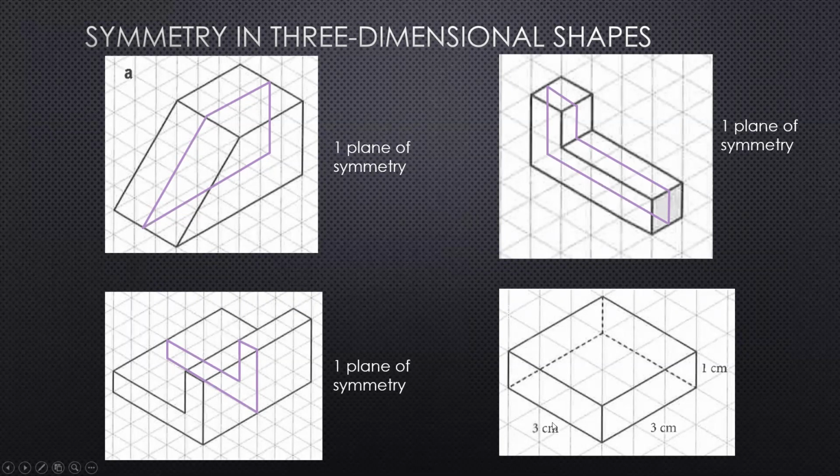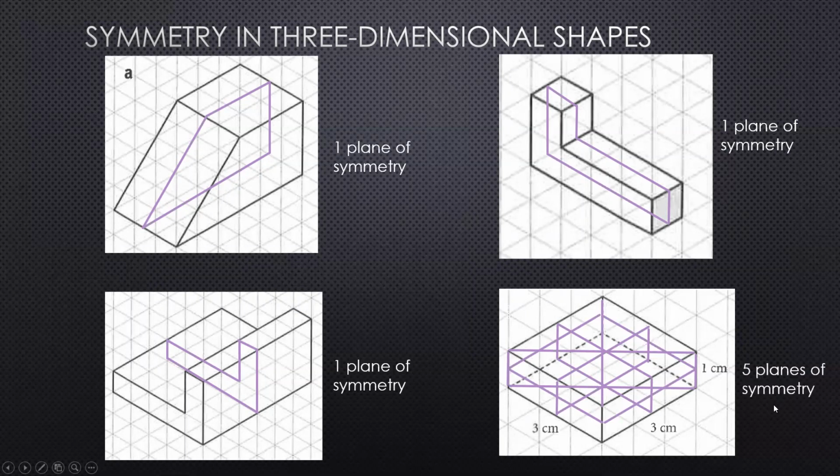For this square base prism, we have many. The first one will be like this. You cut this, then you get two cuboids. After that, we can also cut like that, so that we have two of the same shapes. After that, we can cut like that and have two triangle shapes, so that means you have four already. Then don't forget, we can slice this in half like this. That means we actually have 5 planes of symmetry.